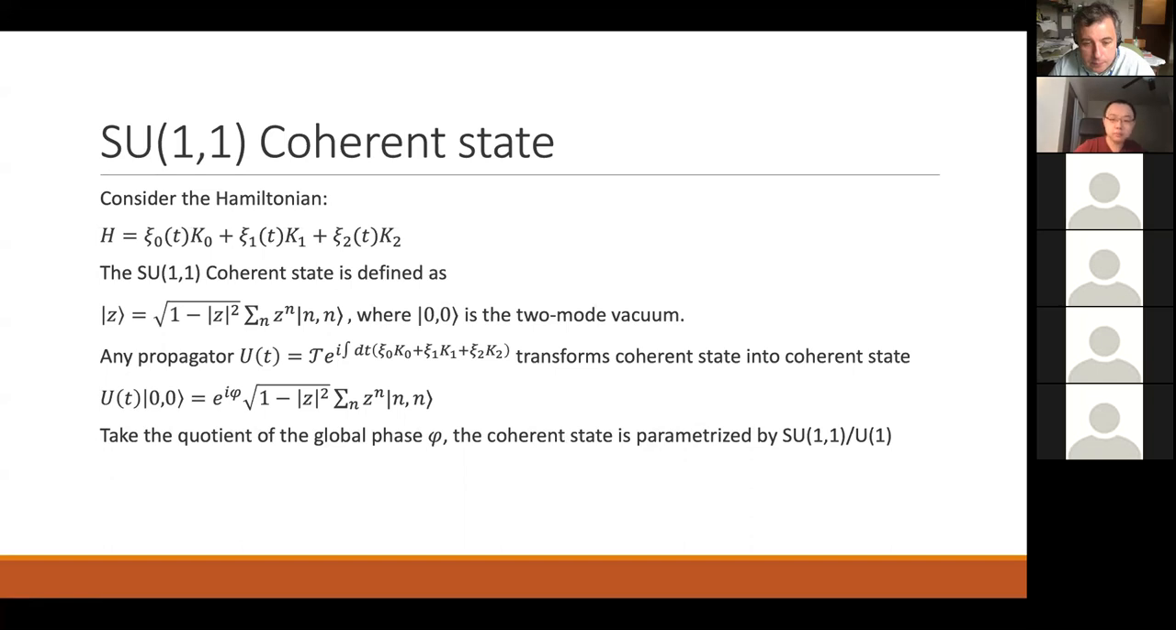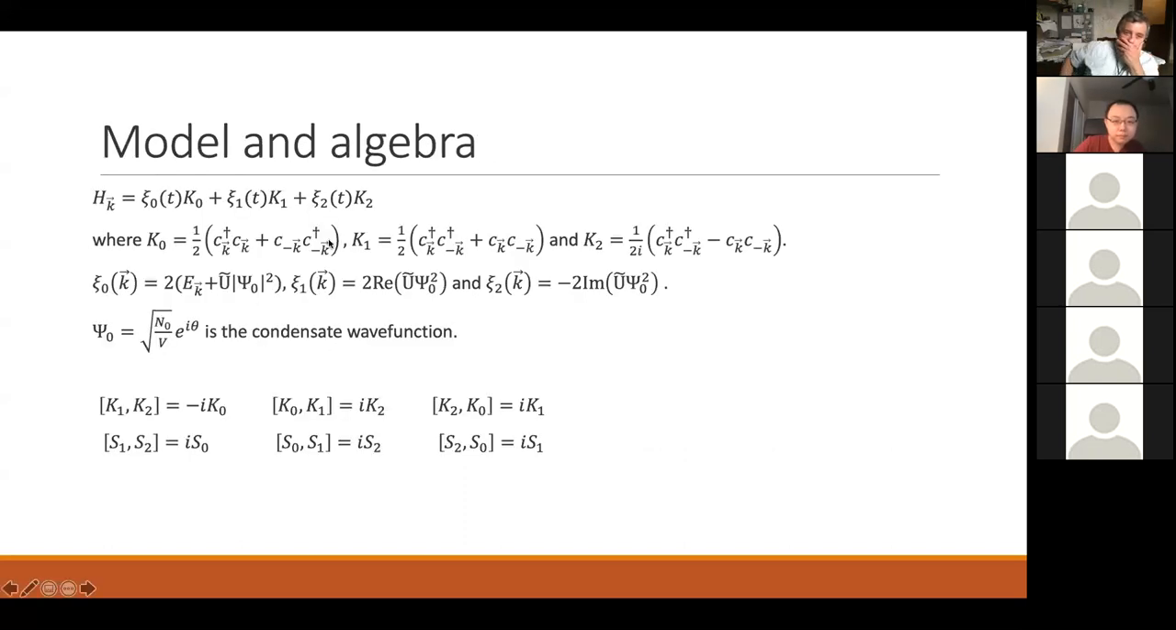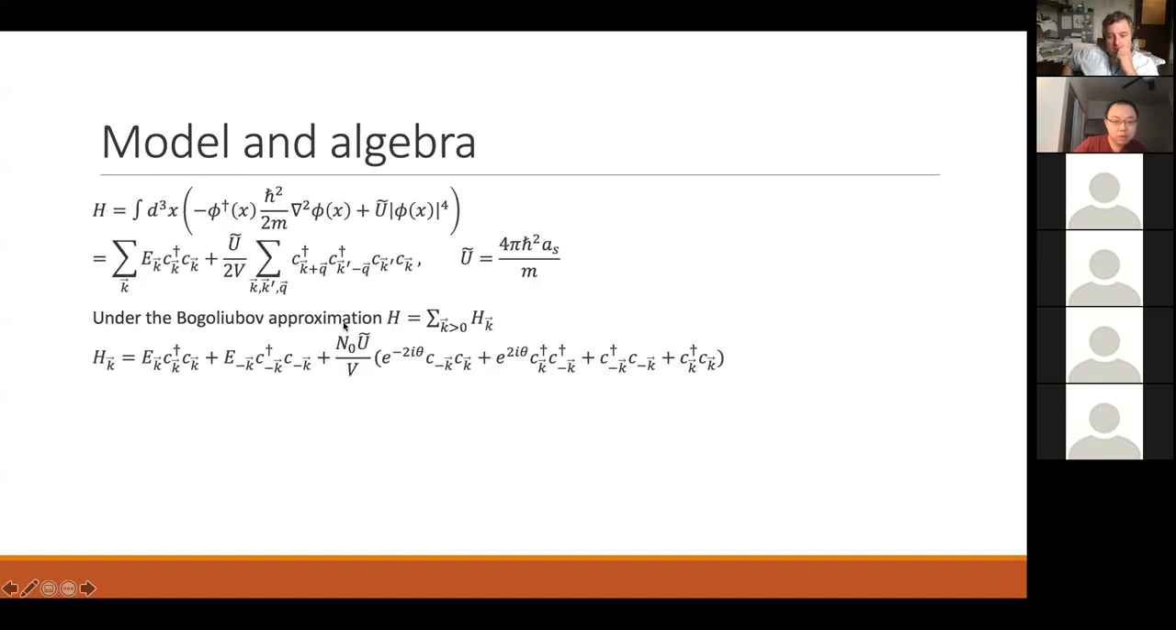I'm very confused. So SL(2,R), or what are you calling SU(1,1)? Yeah, it is the symmetry of conformal quantum mechanics. Yes. Right? So are you claiming that this Hamiltonian that you wrote in some sort of approximation has conformal symmetry? Yes. So what is that approximation? So this approximation is a Bogoliubov approximation, and this is the Hamiltonian we wrote down.